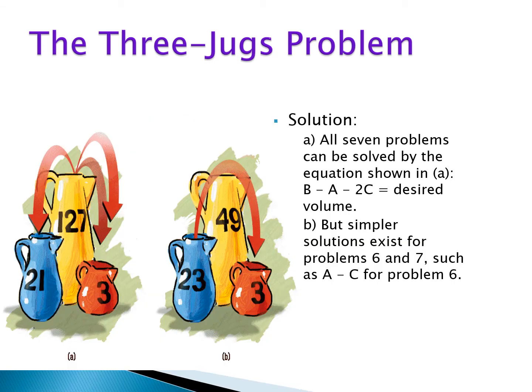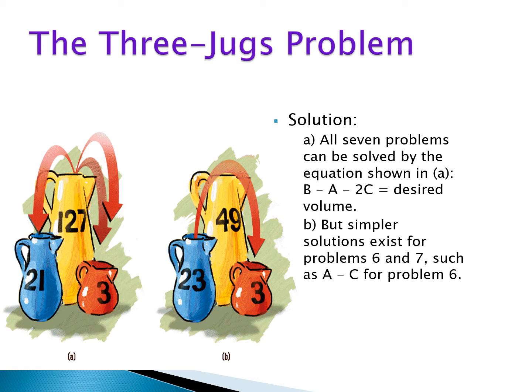Here is the answer. So all 7 problems can be solved by the equation B minus A minus 2C, right? So you fill up the biggest one, then you pour it into the 21. So you start with the 127, you pour 1 into the 21, and then you pour 2 into C, right? So you start off with 127, then you get rid of 21, now you have 106 left. Now you fill up 3 twice, now you only have 100 left. Remember, problem 1, that's what you're trying to get to.